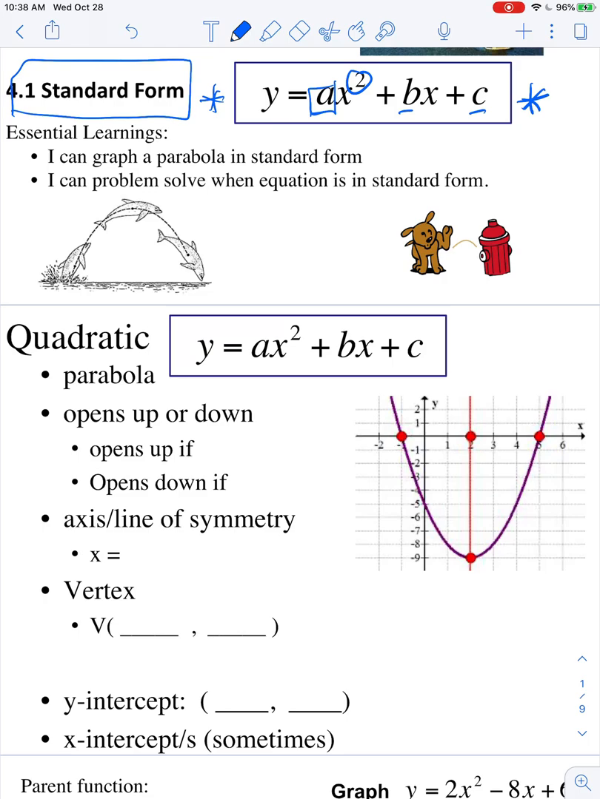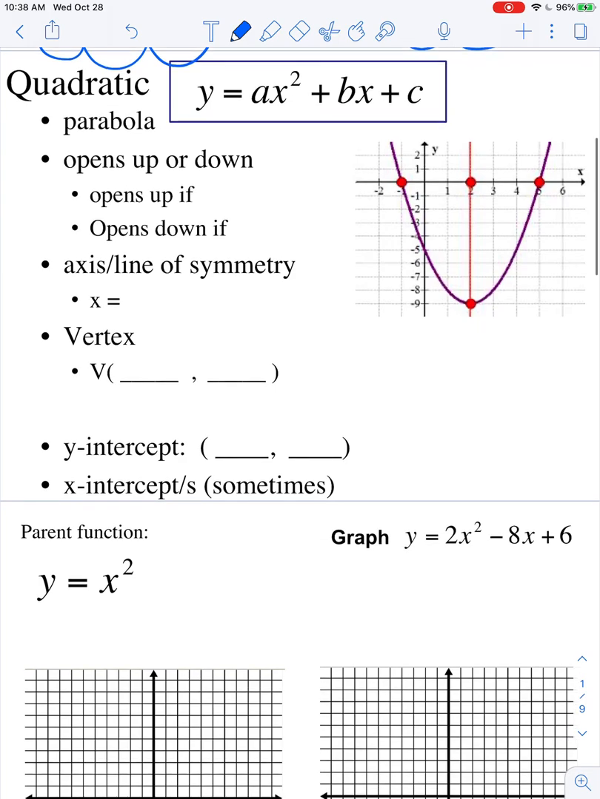So parabolas mirror a lot of things in real life. Unfortunately, these are the things that Miss Myers chose to put on here. The dolphins are okay. The dog, not so much. Alrighty, let's have at it.